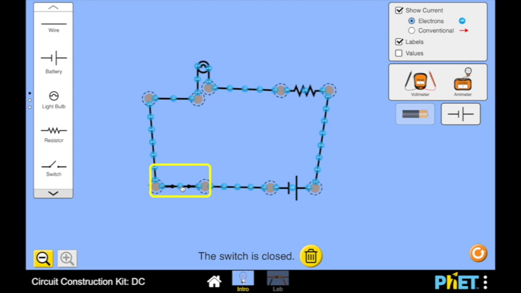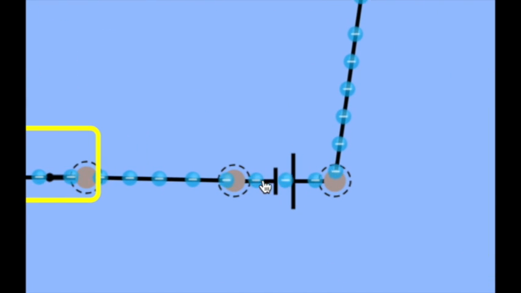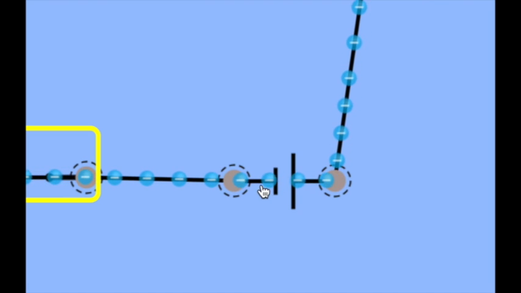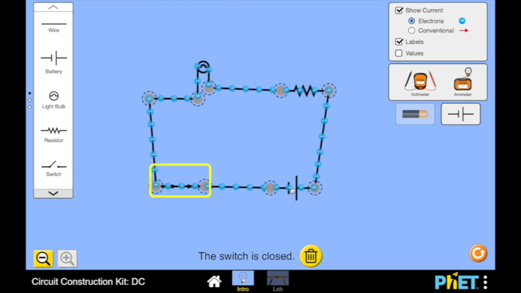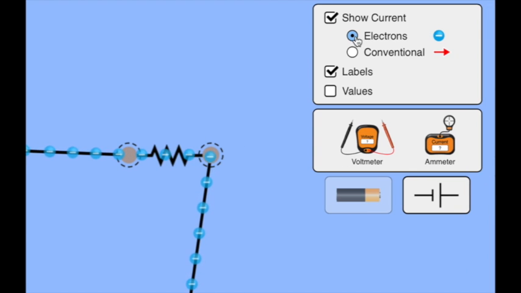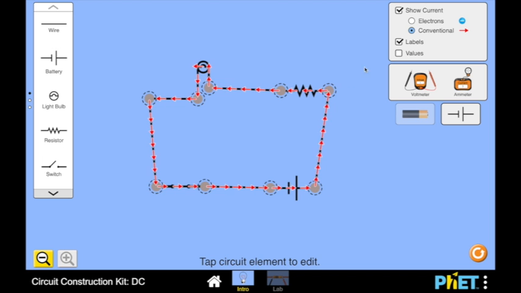If I close the switch, you will see the flow of electrons here. And notice that the flow is moving from the negative to the positive, right? So our negative here is actually showing where the electrons are flowing. But when we want to look at the conventional flow for current, all I have to do is go up here to the top and switch it from electrons to conventional, and you'll see now it's showing us the flow of the current actually going from positive to the negative.